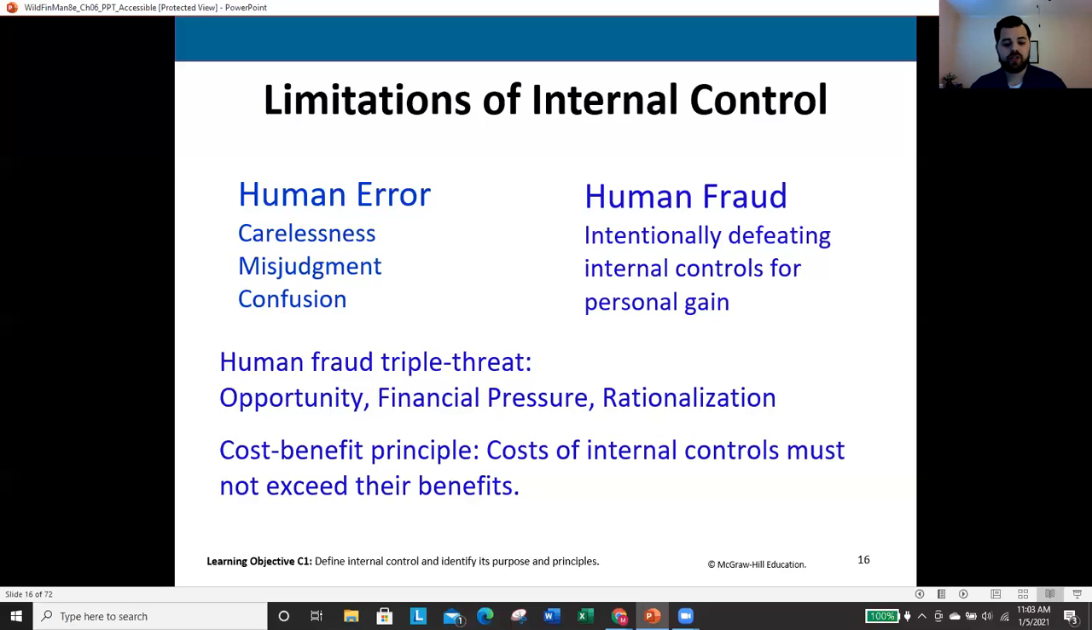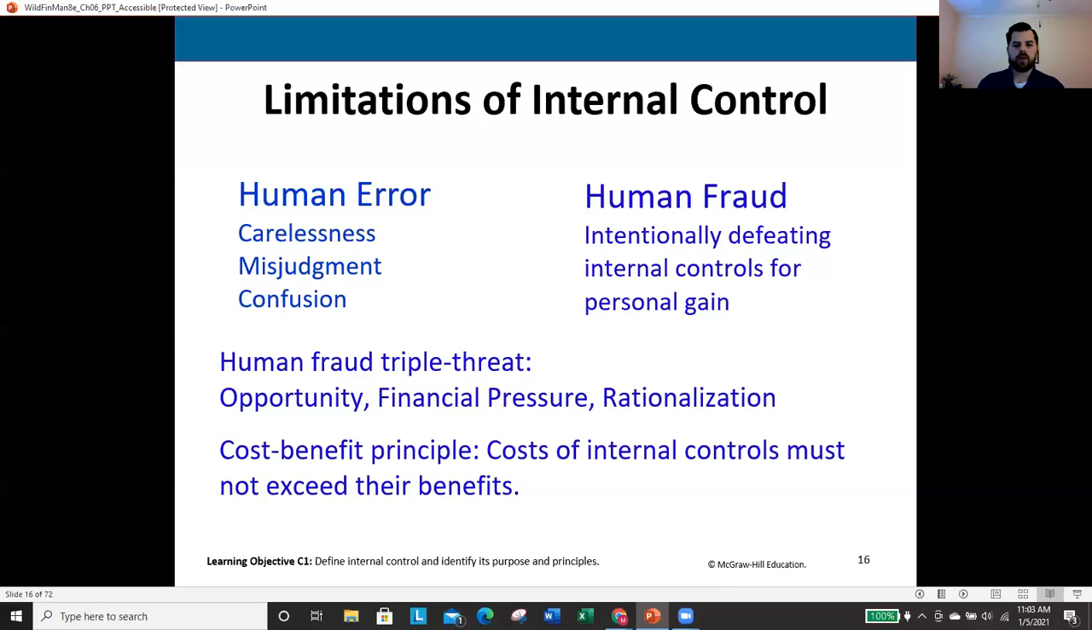But if you committed fraud, right, which is the intentional defeat of internal controls for personal gain, or the intentional deceit of another party for personal gain, then you are certainly looking at a fairly lengthy prison sentence, especially if this is an extensive fraud.